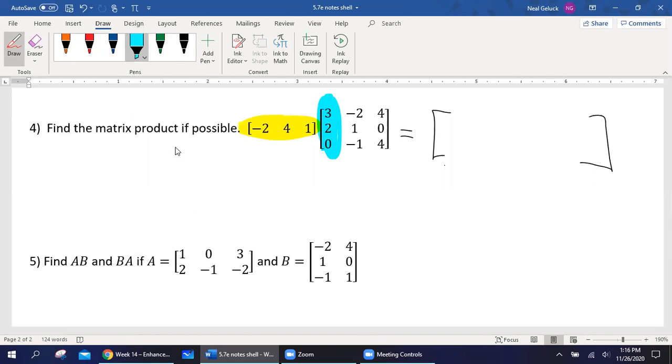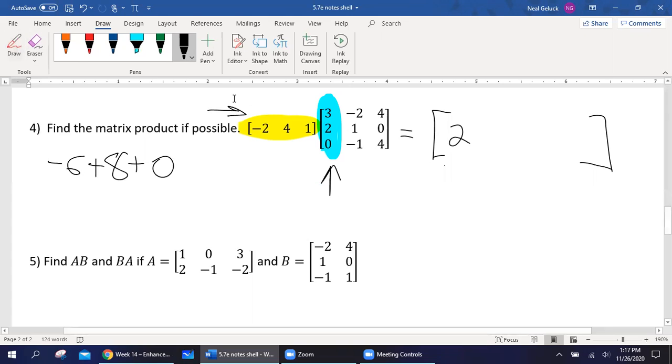Okay, now these have 3 numbers. Not a big deal. First number times first number. So -2 times 3, -6. Plus 4 times 2, 8. Plus 1 times 0, 0. Add all of those together. That's going to give you 2. That's the first row, the first column. The first row, first column number is 2.